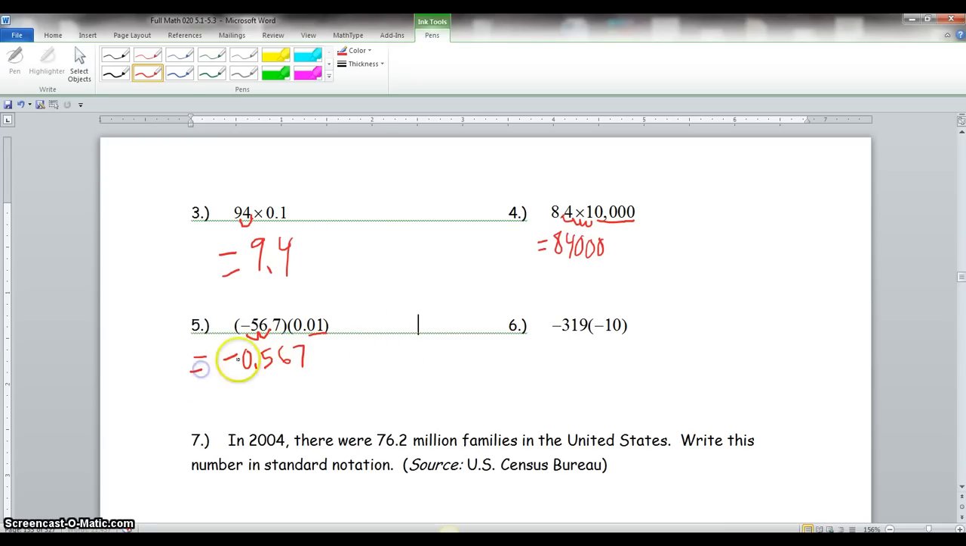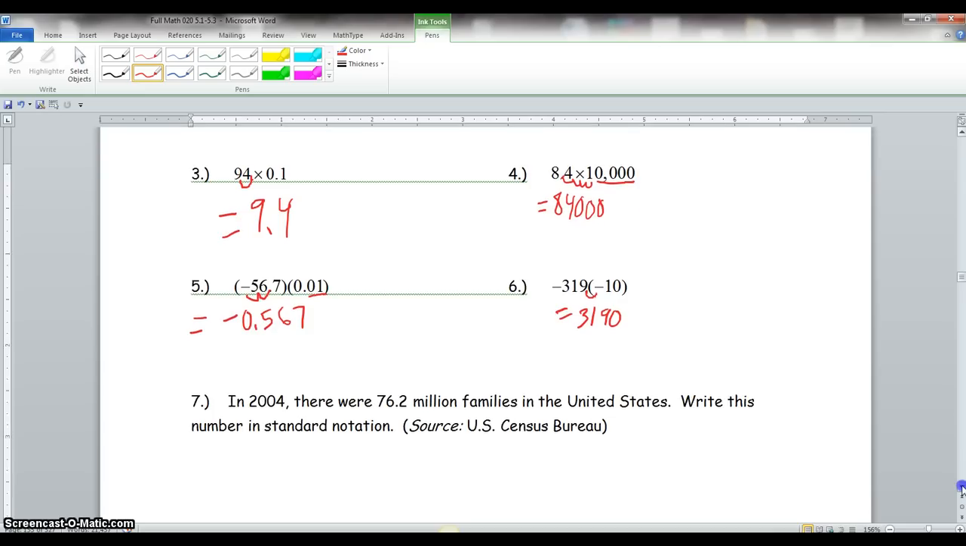Okay, now we move to problem number 6. First of all, we have a negative times a negative, which is a positive, and we have 319 times 10. Now this 319 does not have a decimal at the end, but remember it's assumed to be a decimal right here at the last number. So we have to move that decimal 1 place to the right. So that would end up giving us 3,190.